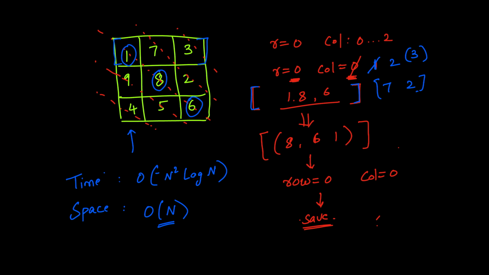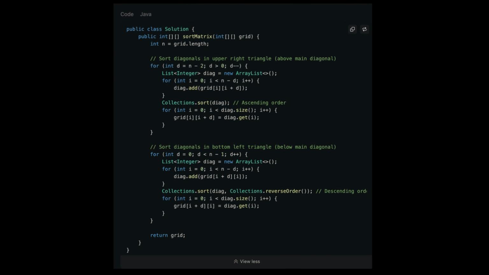Let me show you how we can implement this using Java. In this Java implementation, I have broken down the solution into two for loops. The first one iterates through the upper right triangle and the second one iterates through the bottom left. Inside the for loop, I am iterating through all the elements in the corresponding diagonal and saving them in a list of integers. As the upper right triangle needs to be organized in ascending order, I am sorting the collection and then running a for loop to save the updated values back into the grid. The same operation is repeated on the second half, but the difference is I am sorting the collection in descending order here. After this for loop is complete, I am returning the grid as the output.